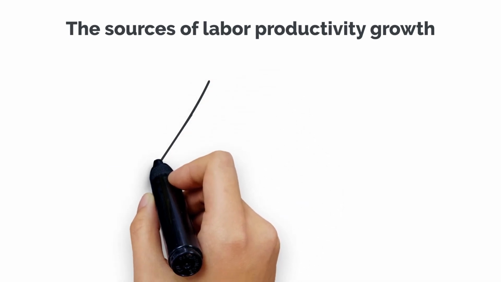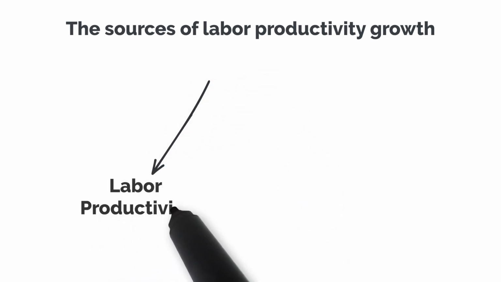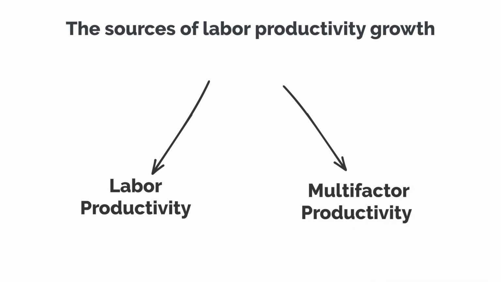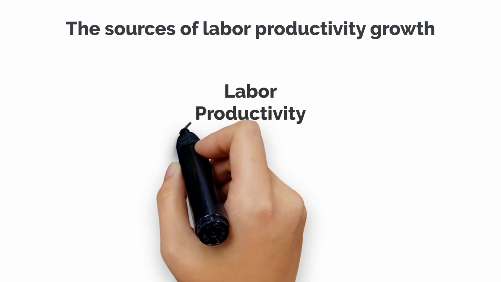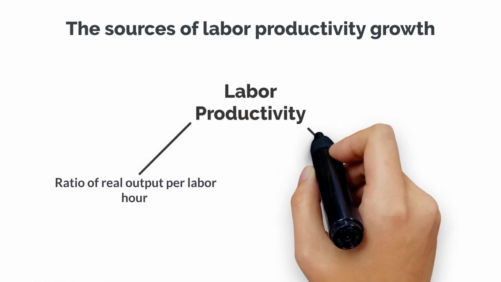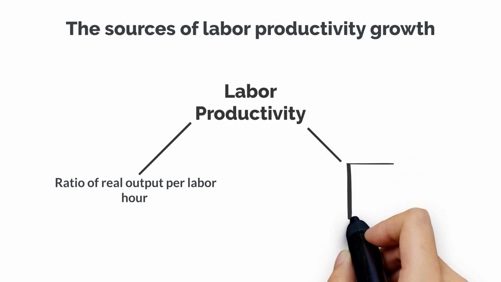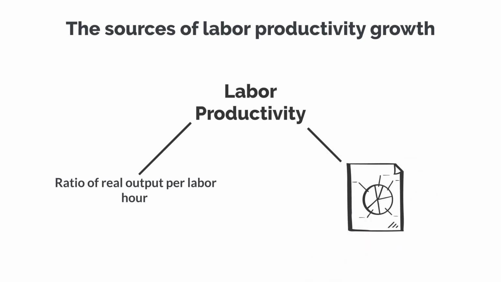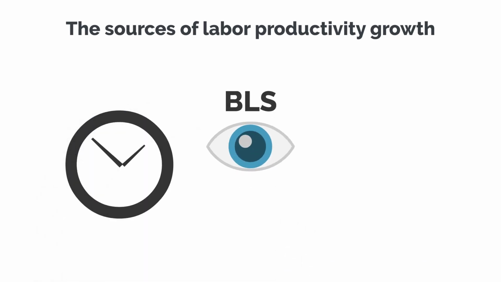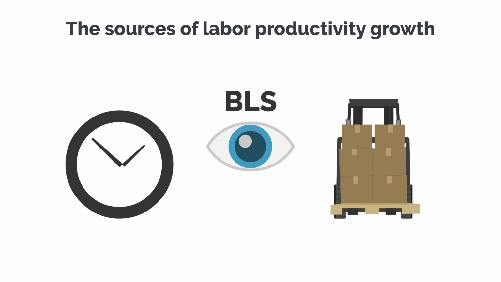The two measures of economic productivity are labor productivity and multi-factor productivity. Both are produced by the Bureau of Labor Statistics, BLS. Labor productivity is defined as the ratio of real output per labor hour. The most commonly cited measure of labor productivity is for the non-farm business sector. For this sector, BLS looks at the changes between hours worked and goods produced.